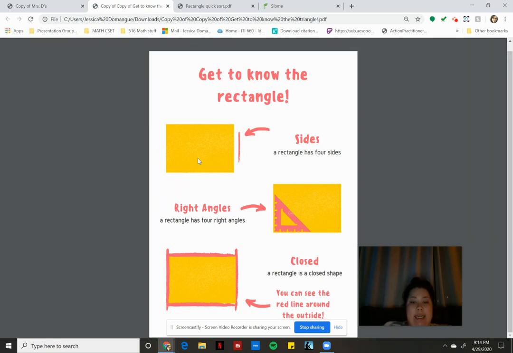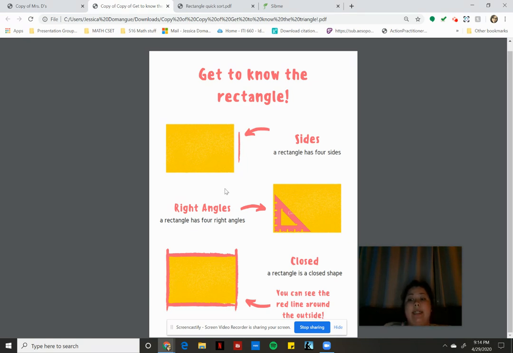Okay, so the next thing that we're going to talk about today are rectangles. So we can see here this rectangle that I have. It has 4 sides, just like our quadrilateral. 1, 2, 3, 4. 4 sides, scholars. So a rectangle actually is a quadrilateral. So it has 4 sides and 4 corners. 1, 2, 3, 4. We can count them.